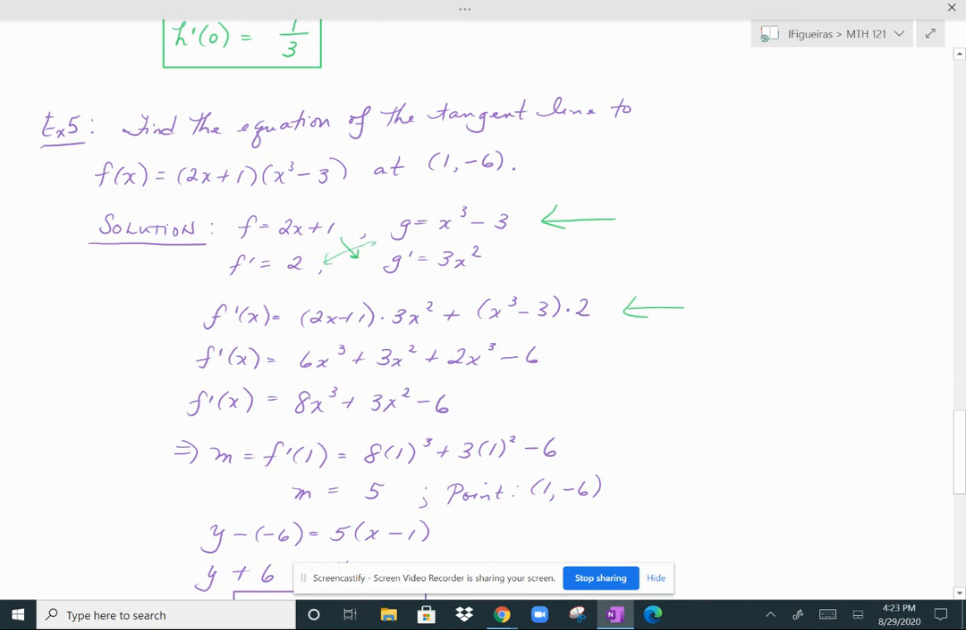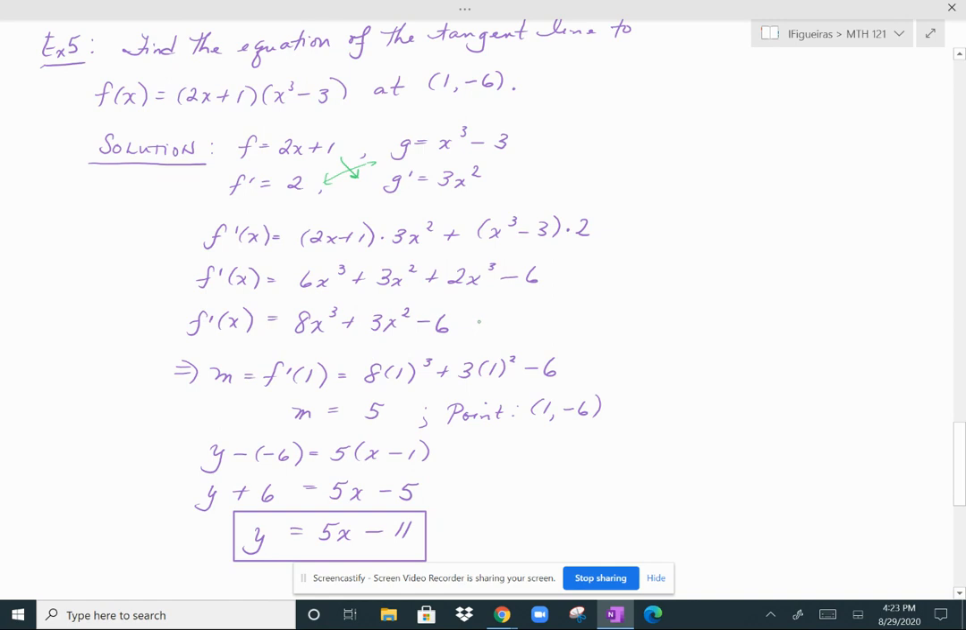And then in the next line, I distributed the 3x squared and the 2 to get 6x cubed plus 3x squared plus 2x cubed minus 6, which leaves us with some like terms. And so we get 8x cubed plus 3x squared minus 6. All right, so that derivative is as simplified as it can be. Now we can evaluate it at 1, because remember our point here, the x-coordinate is 1. So plug in 1 and you get that your slope is 5.